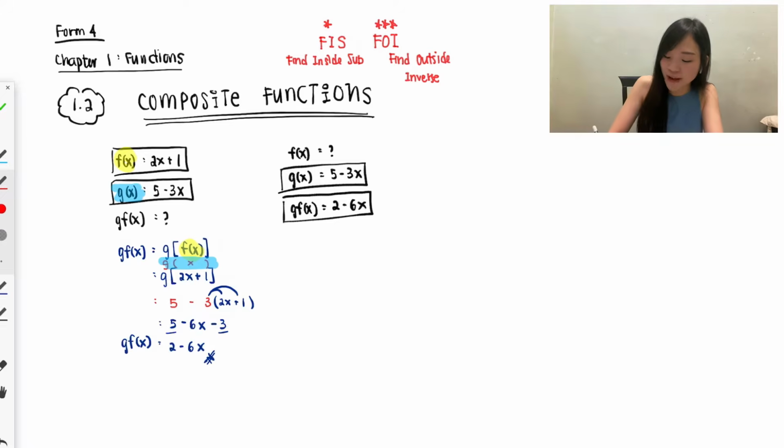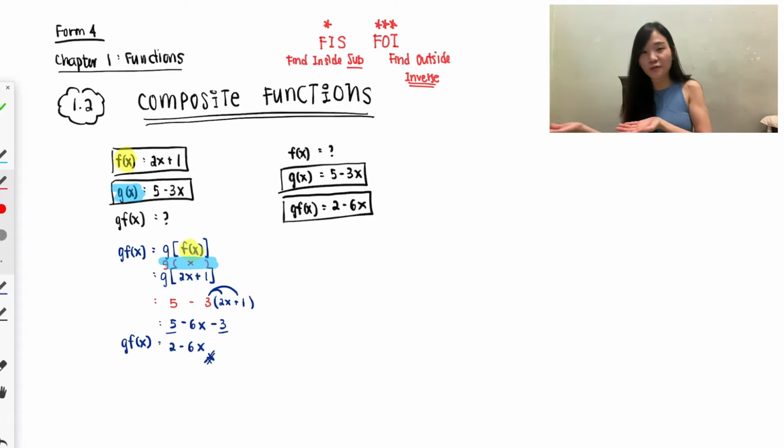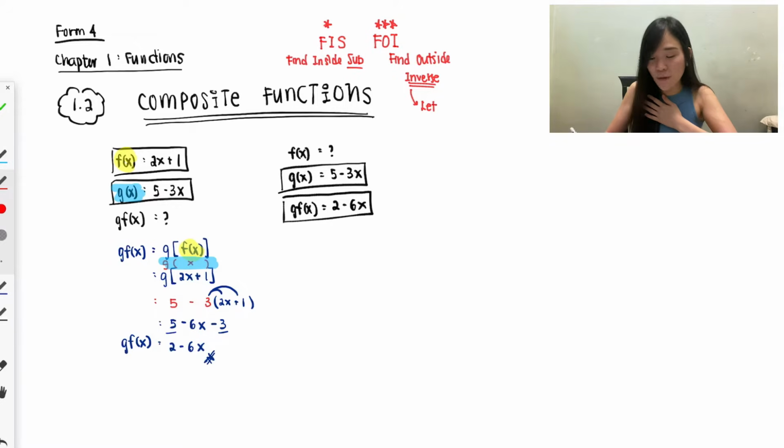Because fees is find inside, you're just gonna sub. But void, you need to do inverse. So that's also the reason why I came out with the 1.3 video first before this 1.2. How do I do inverse? Based on my method, hope you viewed that, inverse always uses let y.